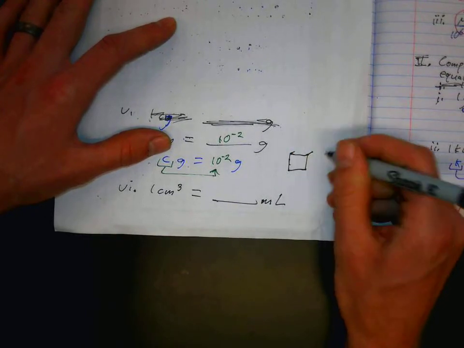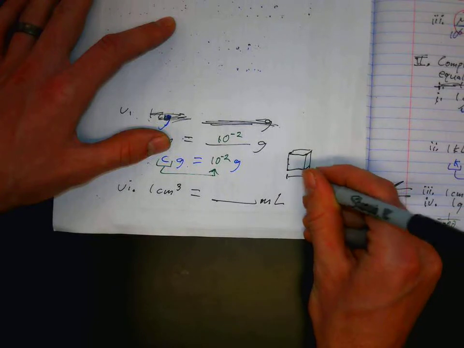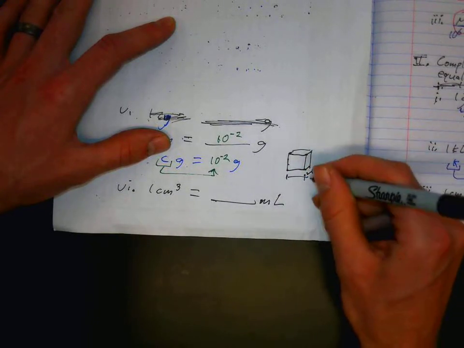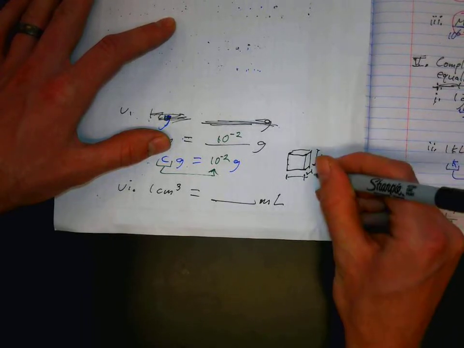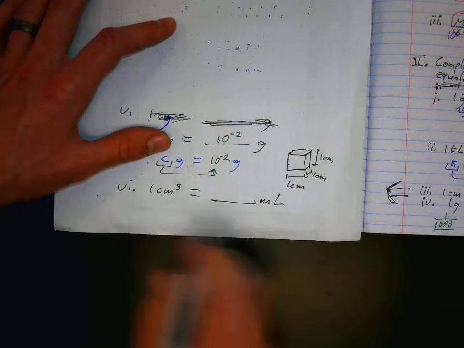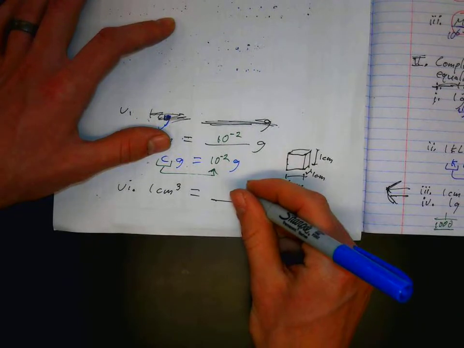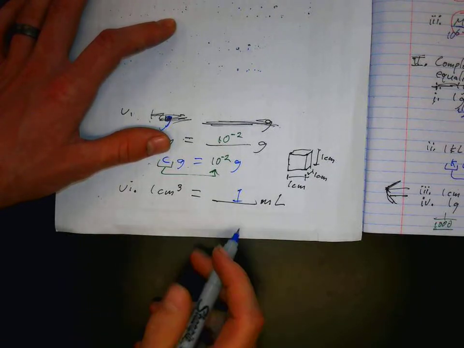that's 1 centimeter on all sides, right? Front, back, and height. 1 centimeter, 1 centimeter, 1 centimeter. Well, it turns out that 1 centimeter cube is equal to 1 milliliter. And that's just a fact you have to memorize. 1 centimeter cubed is equal to 1 milliliter.